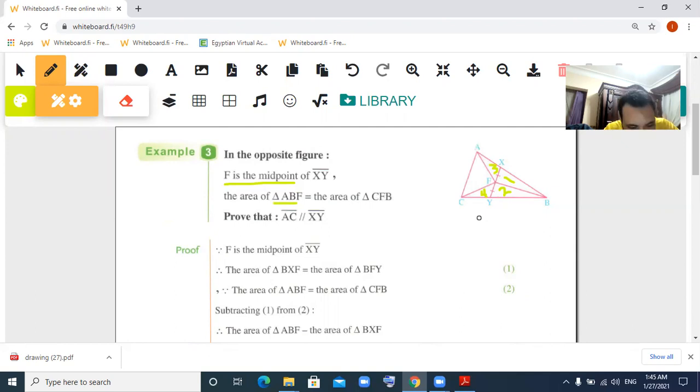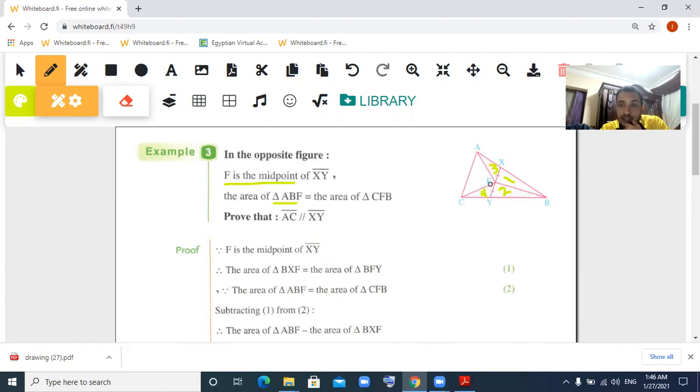How will they be parallel? If you see two triangles equal in area, and they have a common base or equal bases. Okay, no problem. I will try.